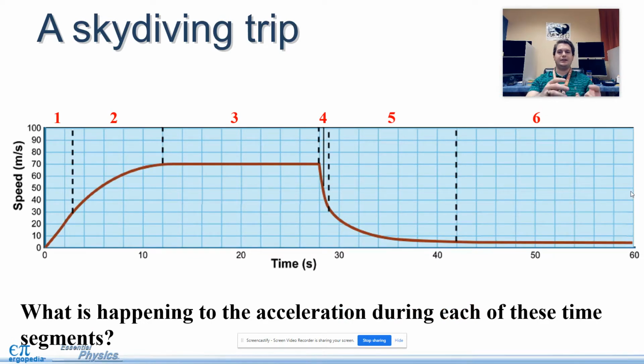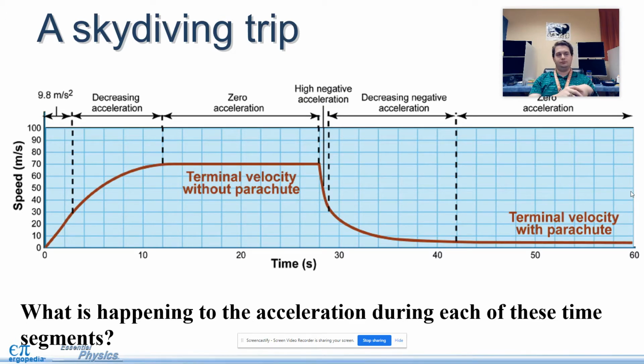All right, what is happening at each of these times? So what do we say? At the beginning, speeding up, you're falling, you haven't reached terminal velocity, then you reach terminal velocity or your plateau, then you open the parachute right before 4. And that downward slope, well, that is the change in terminal velocity, that air resistance hitting that parachute. You're slowing down. And then by the end, you reach terminal velocity with a parachute, different terminal velocities. Okay, cool. All right.